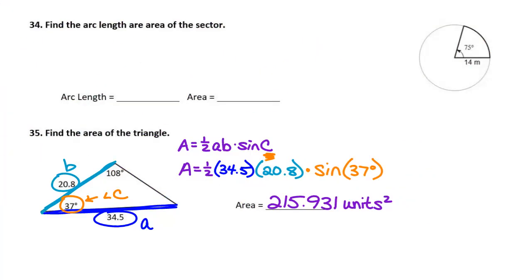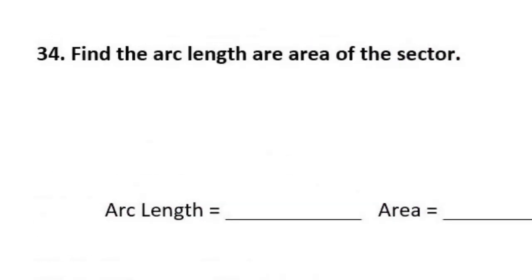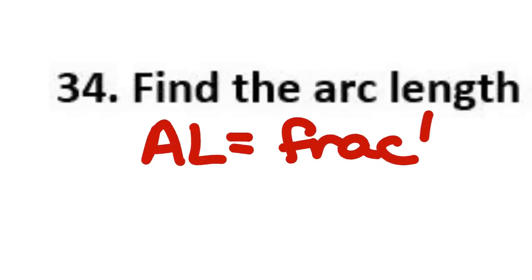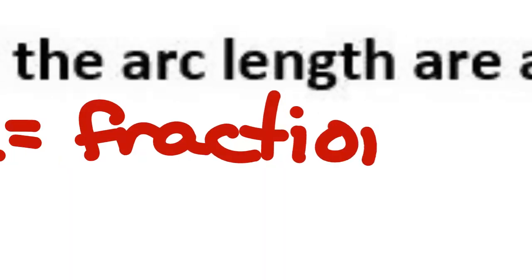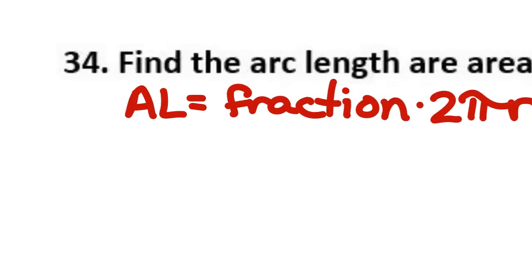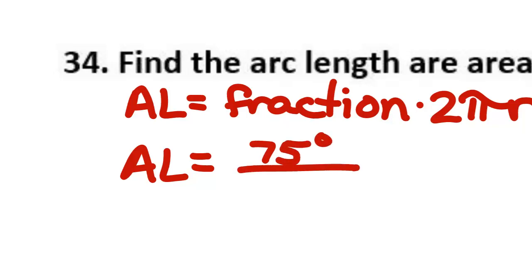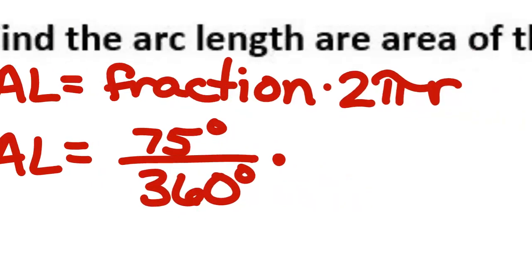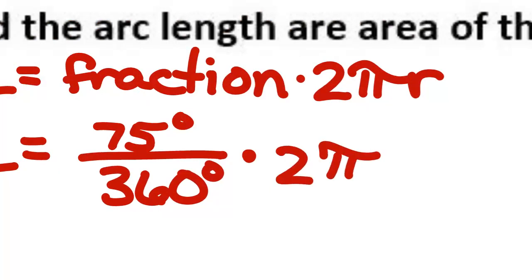Number 34 sounds good. Formula for arc length of a sector. Arc length of a sector is equal to the fraction of the circle that we are looking at times 2 pi r, which is how we find circumference. The fraction of the circle that we're looking at here, we have 75 degrees shown out of how many total degrees? 360. So 75 divided by 360 times 2 pi times the radius of 14 meters.